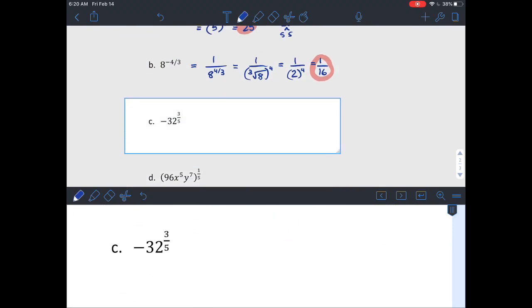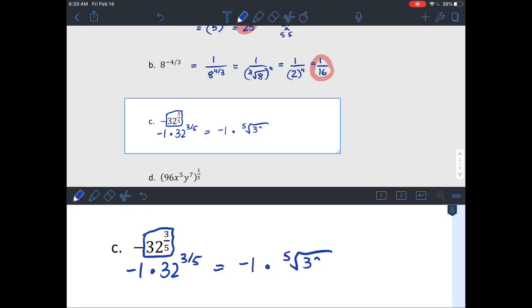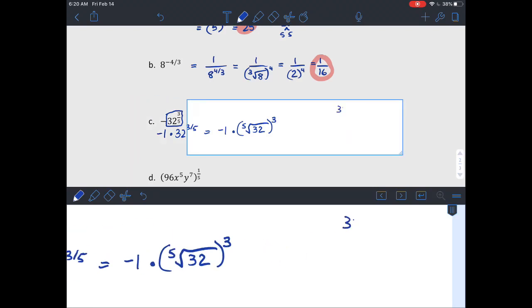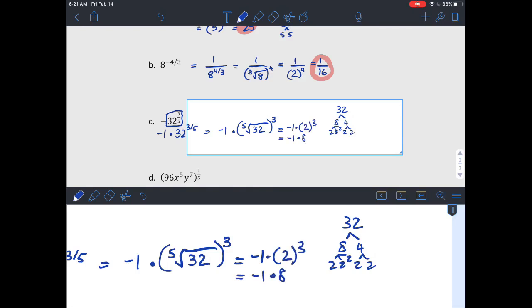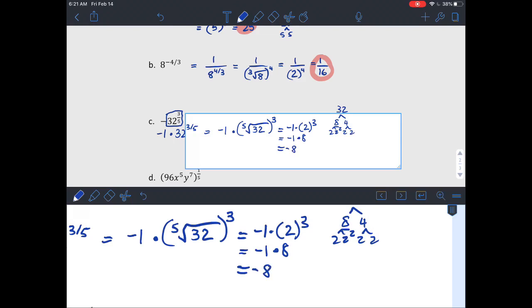This one you have to be a little bit careful to realize the exponent is really only with the 3/5, because order of operations, exponents, and then multiply by your -1. So leave the -1 and rewrite your 32 as the 5th root of 32 to the 3rd. You break that 32 down, we've done it a lot. You end up with the 5th root of 32 being 2, which you would then take to your power of 3, and finally multiply by your -1 to get -8.